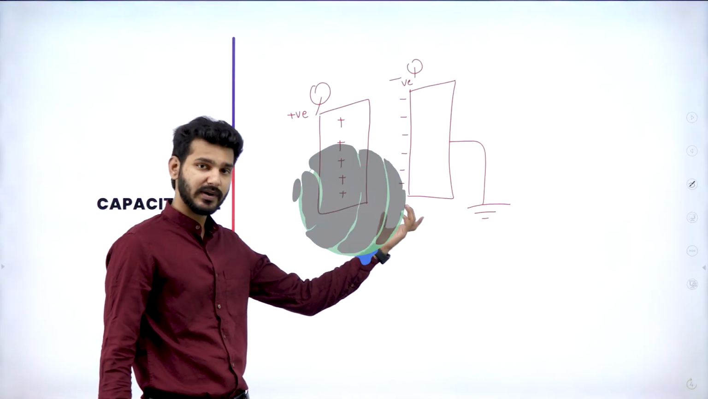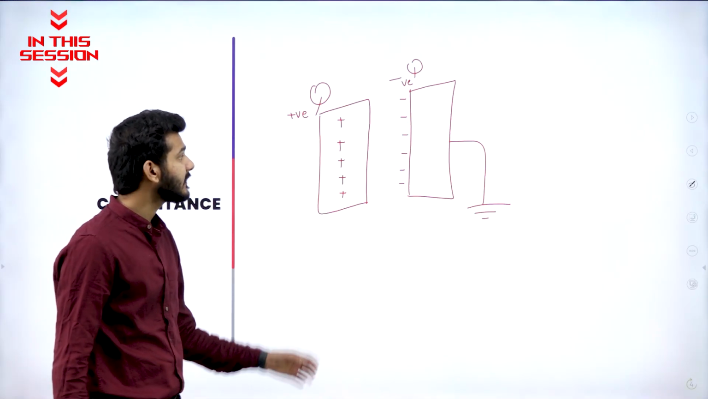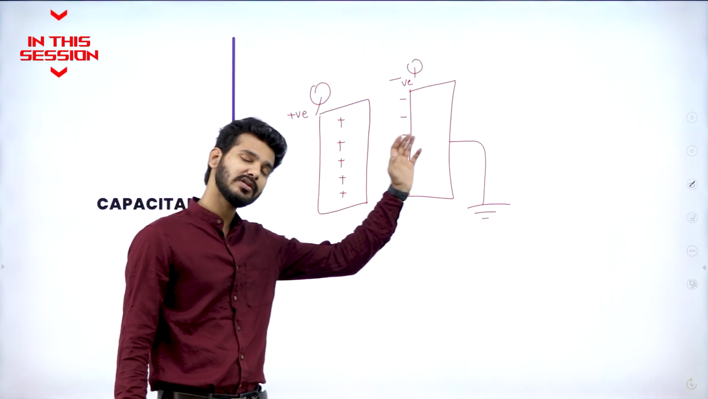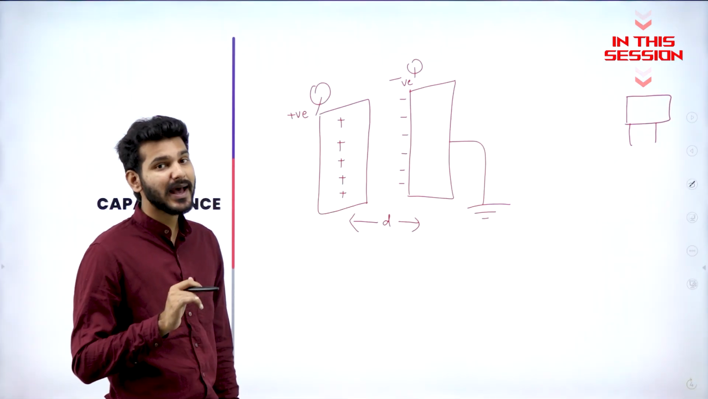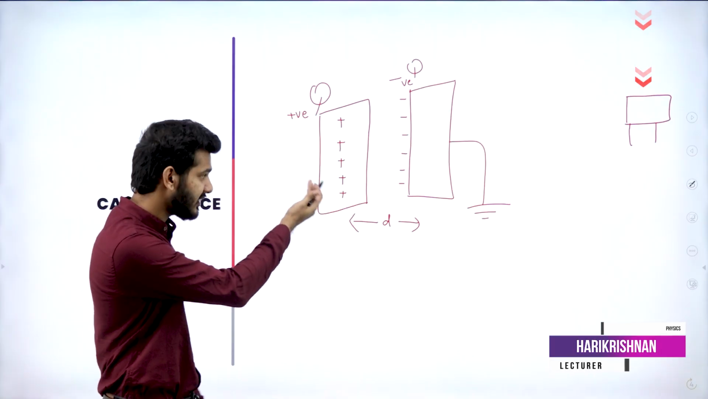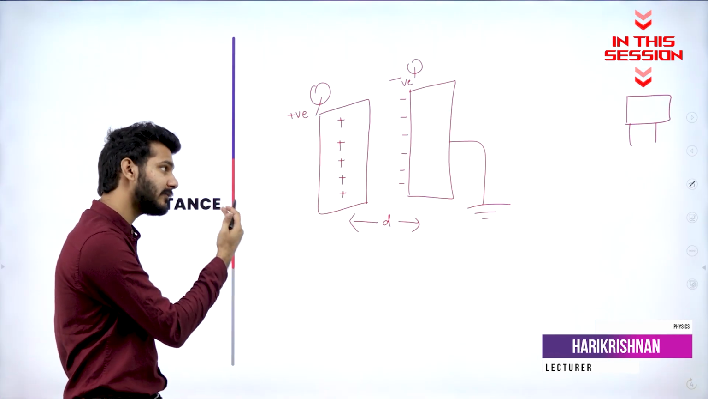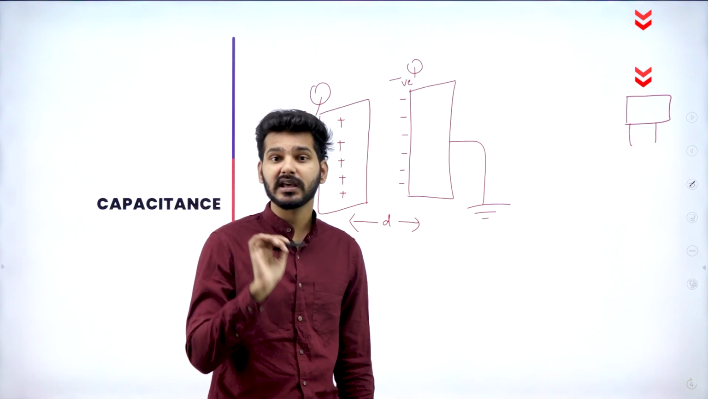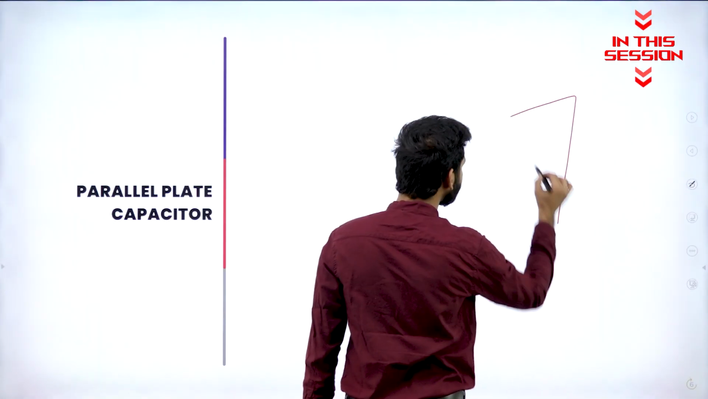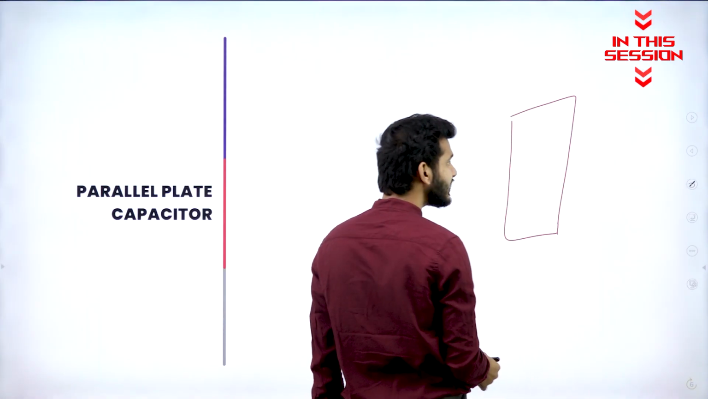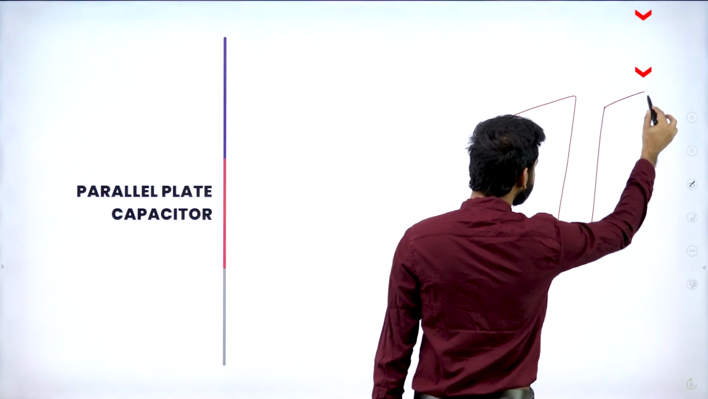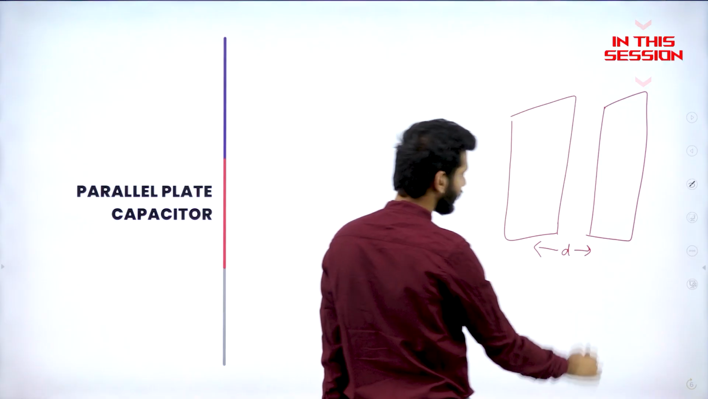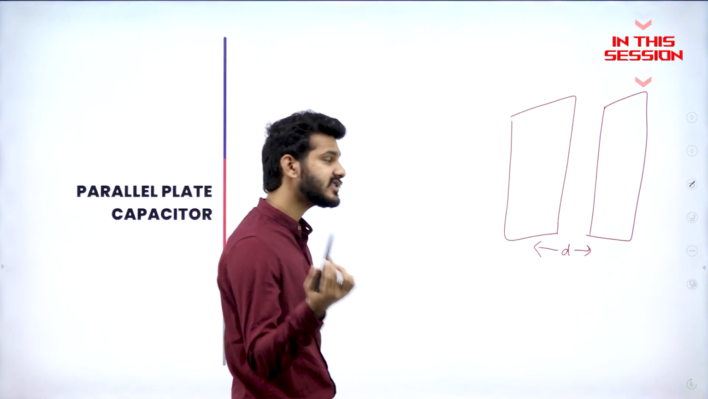A charge separation between two quantities, there will be an electric field also between them from positive to negative. In order to increase the capacitance of a capacitor, or in this particular case, these two parallel plates, the only thing I can do is decrease the potential. Two plates separated by a distance of, let's say, d, and they have charge separation.